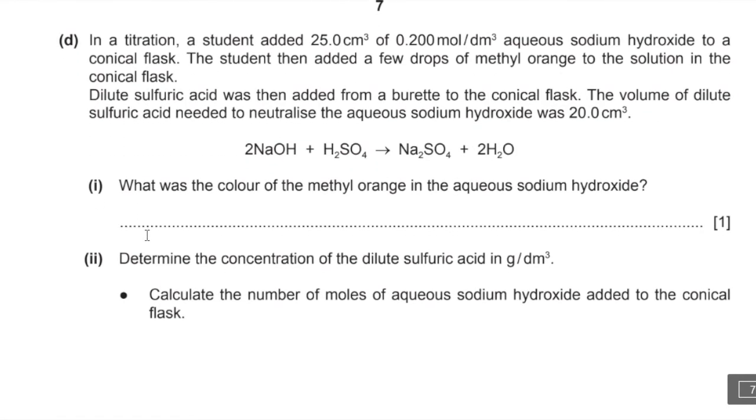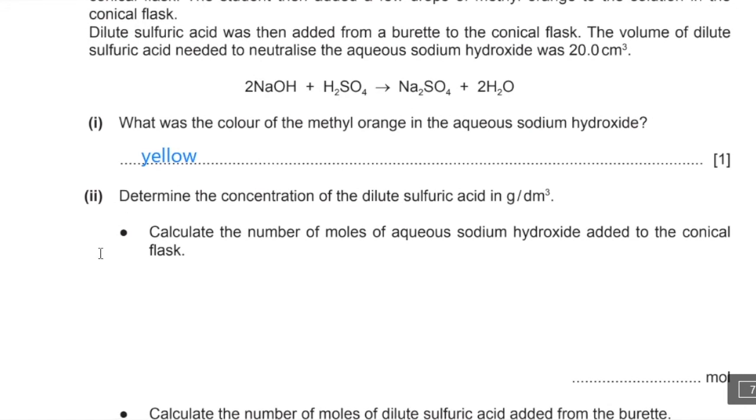D. In a titration, a student added 25 cm cube of 0.2 mole per dm cube aqueous sodium hydroxide to a conical flask. The student then added a few drops of methyl orange to the solution. Dilute sulfuric acid was then added from a beaker to the conical flask. The volume of dilute sulfuric acid needed to neutralize the aqueous sodium hydroxide was 20 centimeters cube. 1. What was the color of methyl orange in the aqueous sodium hydroxide? So methyl orange is yellow in color in any base.